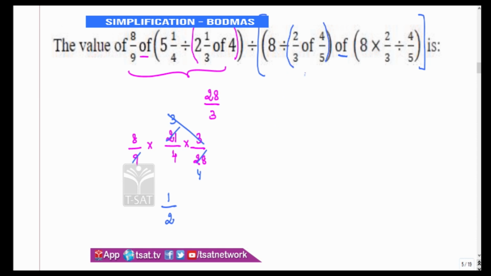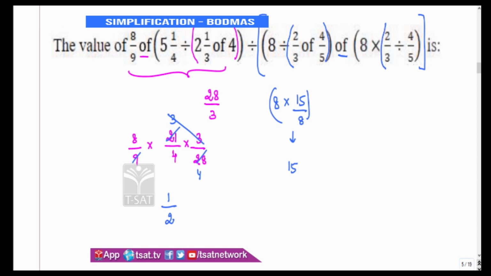So, 8 by 15, 2 into 4. 8 division, if you take it out, it becomes multiplication. So, 15 by 8. If you completely solve this, it will be 15. Simplify it, it becomes 15. Now, go to the next bracket.